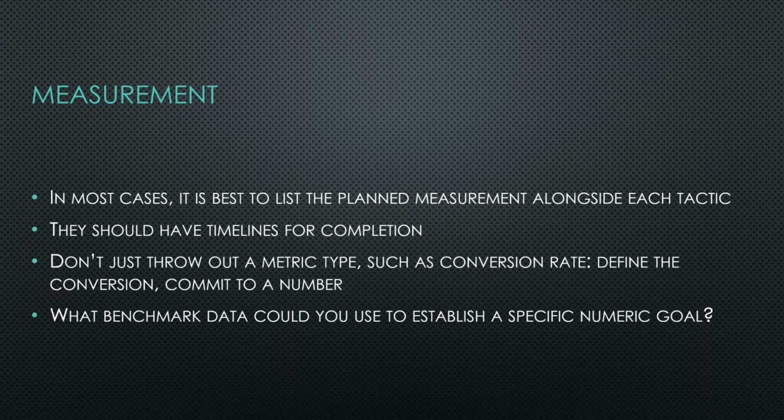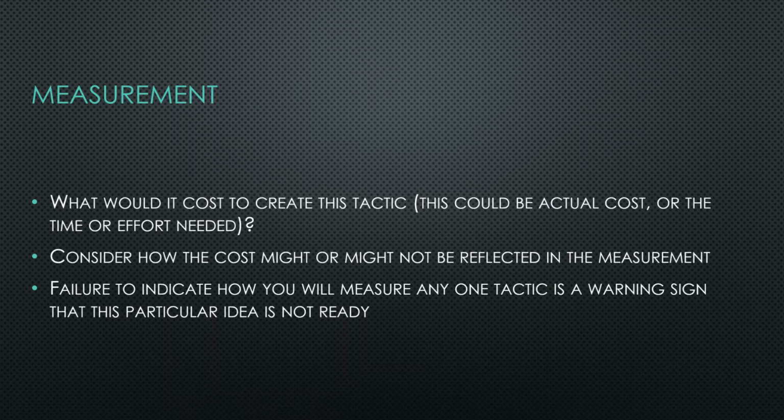You should have a timeline for completing each of these, so we know when we're going to expect results. You shouldn't just throw out a metric type, such as a conversion rate. You really should define, what does that mean to you? You should set a number. We're hoping to meet that. That often involves establishing a benchmark number. And in order to get that benchmark, you can look back at what you have previously done as a company, and use that information to help you establish what might be an appropriate goal for this particular campaign.